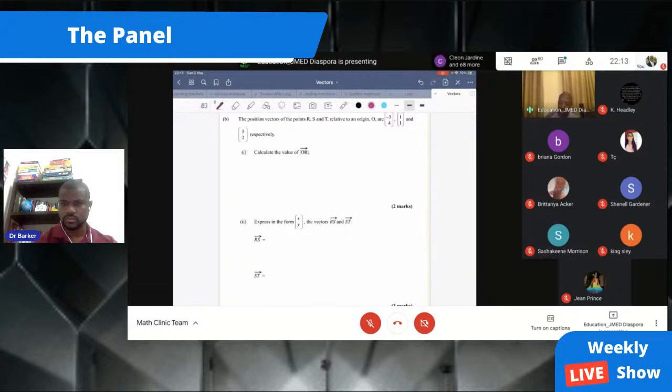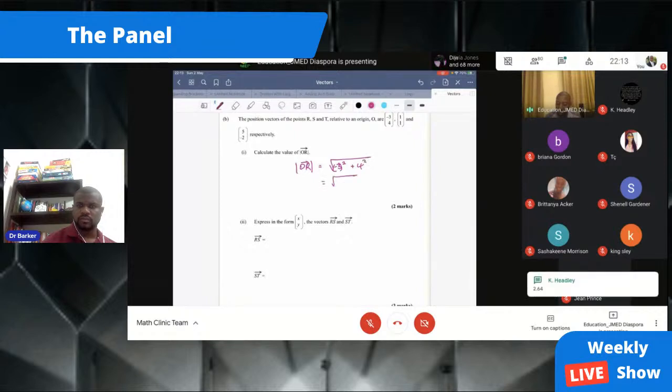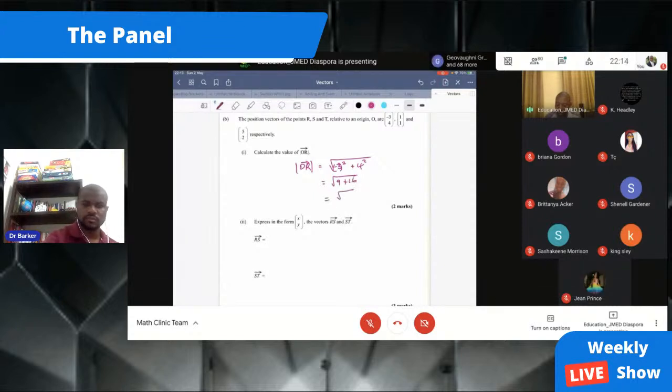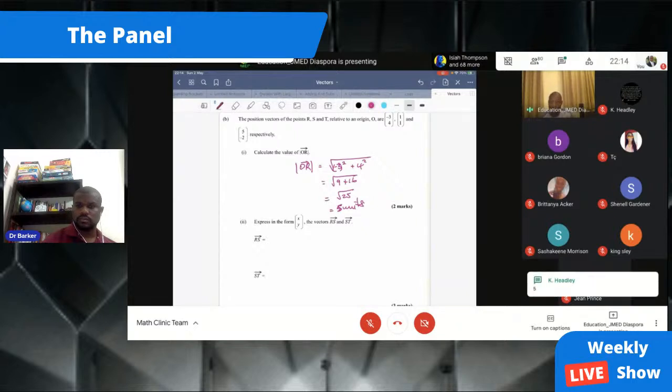So in order to do that, the magnitude of vector OR would be equal to the square root of negative 3 squared plus 4 squared. So that would be 9 plus 16, which is 25. So it's the root of 25, which is 5 units. Always write units in your response.